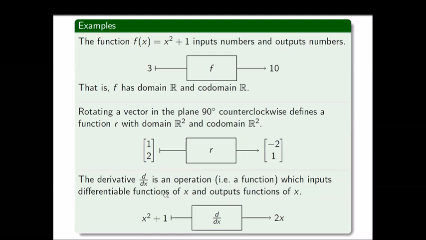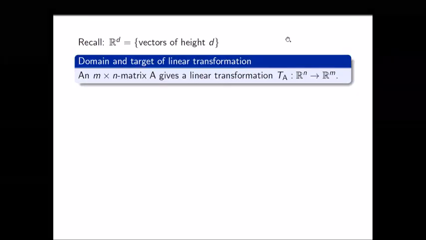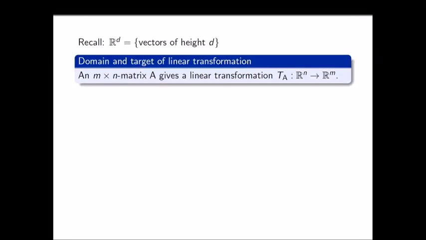In the last example, we have this function which is the derivative function or the derivative operation. So the input is always going to be a differentiable function, and the output is going to be the derivative of the input. So for example, if I input x squared plus 1, its derivative is going to come out as the output. So let's come back to linear transformations.